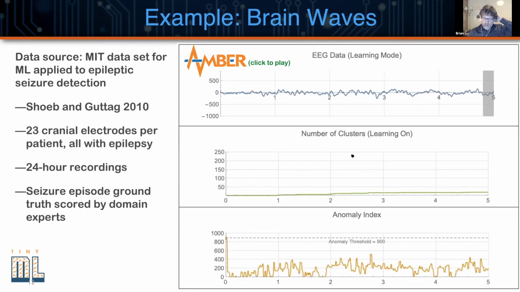There's a very interesting MIT-based data set for machine learning applied to epileptic seizure detection. In this particular example, they had 23 cranial electrodes applied to patients, all with epilepsy, and they're using an SVM to try to train a neural network in order to detect seizures. Well, a seizure is an anomaly in the normal brainwave patterns of an individual.